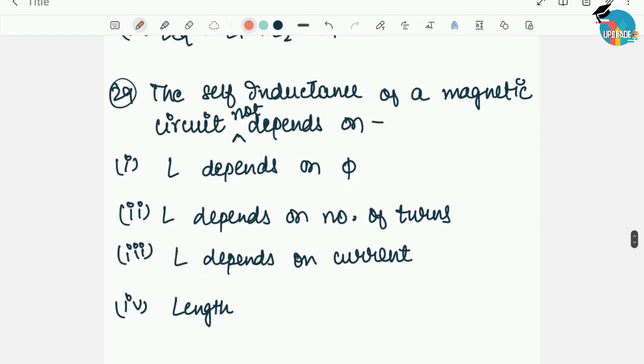Next question is, the self-inductance of a magnetic circuit does not depend upon. So firstly write the formula for self-inductance. L is equal to N phi by I. So using this, L is dependent on flux. Yes. L depends upon the number of turns. Yes, L also depends upon the number of turns, and it depends upon the current also, and it doesn't depend upon the length according to the option. So the correct option is option D.